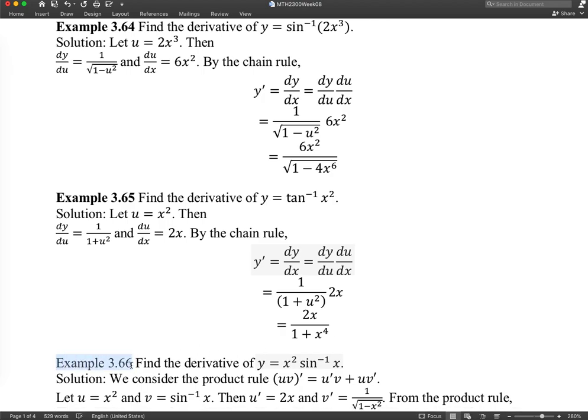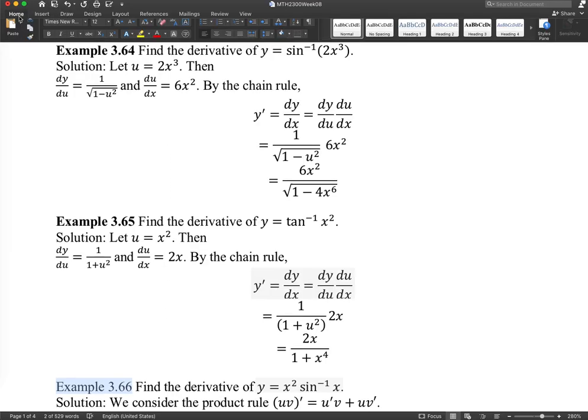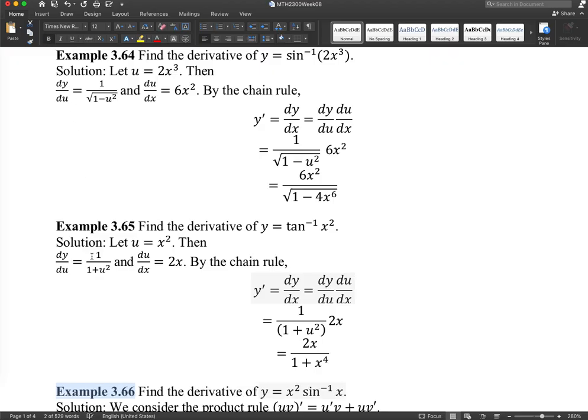Example 3.66. And this time, if you look closely, we do have inverse sine precisely, right? But there's x squared in the front. So as I'm saying, math is always a challenge. Certainly, each individual topic of math is very hard, like the chain rule, like the derivative of the inverse trigonometric functions. Besides, many times we will have to combine the new knowledge with the old things we have learned.